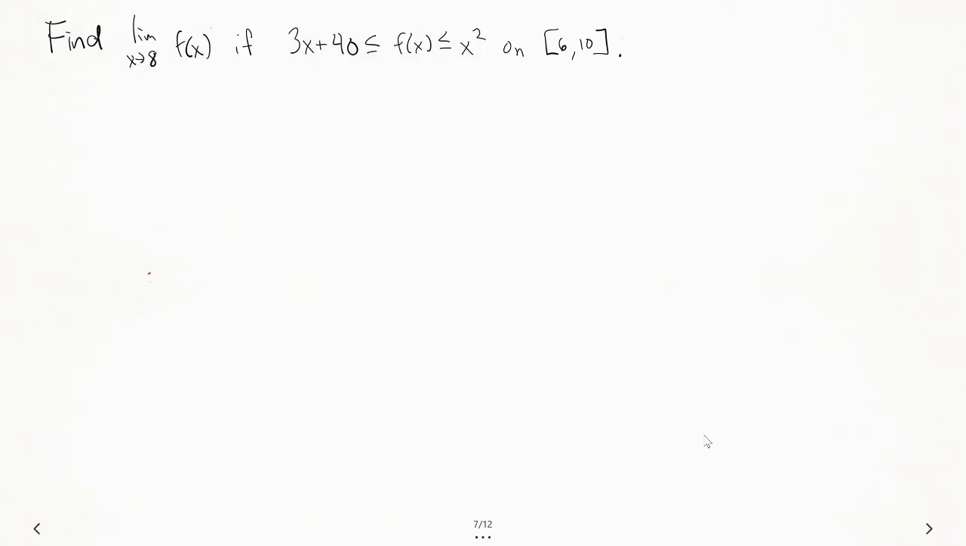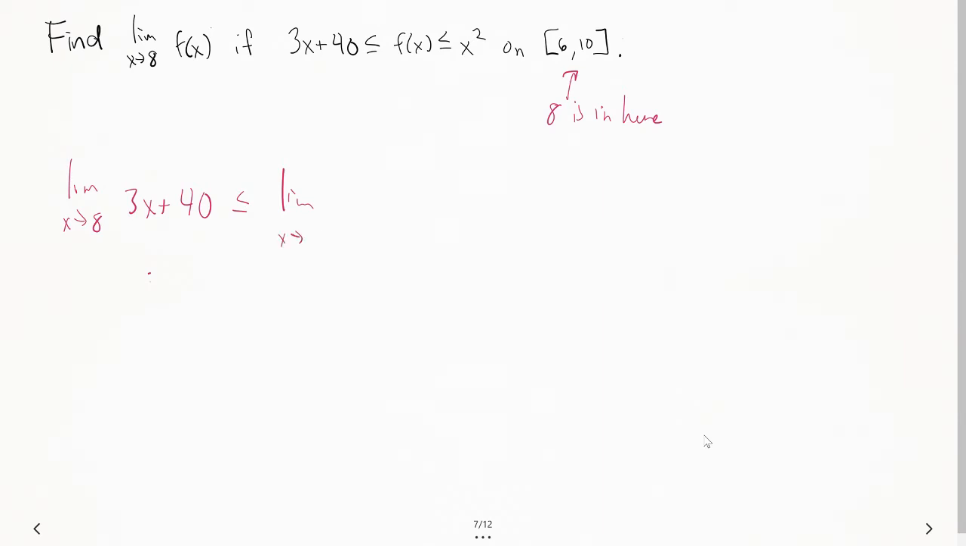So another one that we had some trouble on. Find the limit as x approaches 8 of f of x if 3x plus 40 is less than or equal to f of x, which is less than or equal to x squared on the interval 6 to 10. Notice 8 is in here. That's good, right? Because what that means is we can just slap a limit as x approaches 8 on all three sides and see what happens, right? So this is limit as x approaches 8.